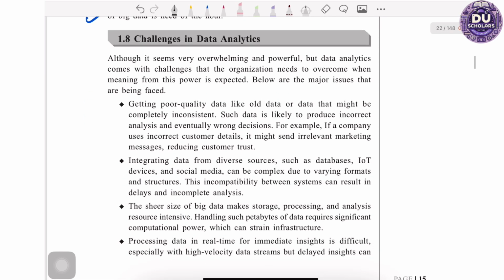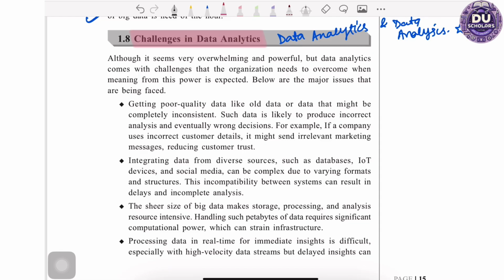So talking about the challenges in data analytics, I also covered the topic of data analysis and data analytics in our recent video, analytics and data analysis, right? So this difference is very important, you must check it out, right? So talking about the challenges in data analytics, although it seems very overwhelming and powerful, data analytics comes with challenges that organizations need to overcome when meaning from this power is expected, right?